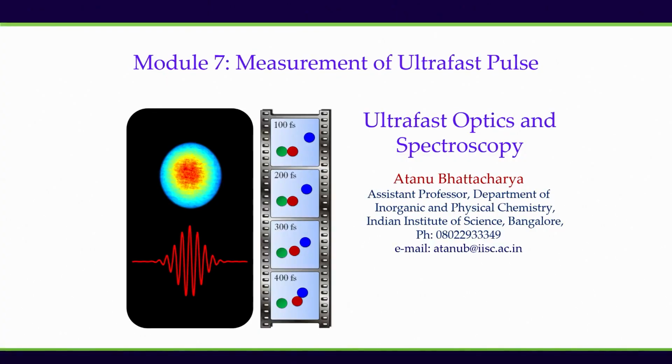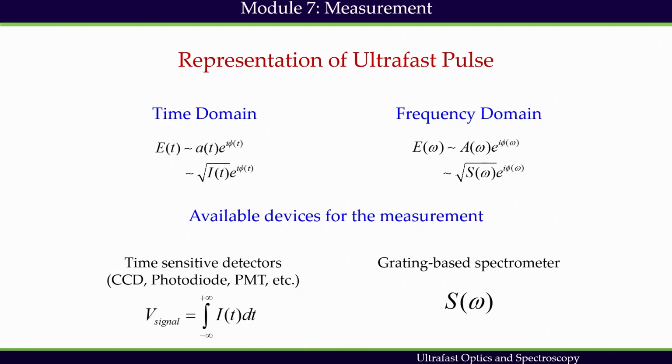Welcome to module 7 of the course Ultrafast Optics and Spectroscopy. In this module, we will study how to measure ultrafast pulses. An ultrafast pulse is represented both in time and frequency domains, which we have already seen in this course.